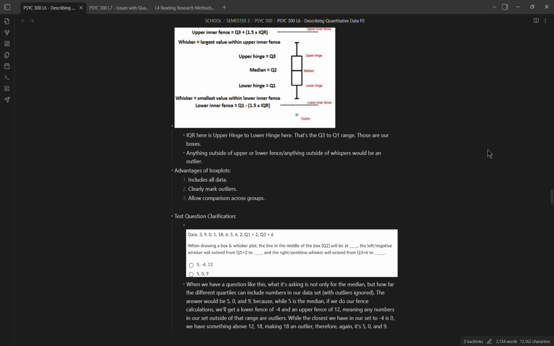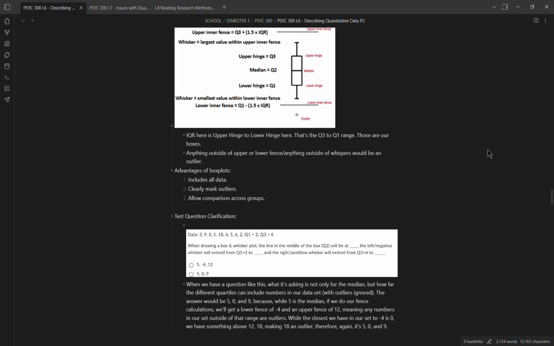Then, if we want to find our outliers, we would first look at our upper fence. So we would take our Q3. From what they give us, our Q3 is 6. So 6 plus 1.5 times the IQR. The IQR is Q3 minus Q1, so that would be 6 minus 2. The IQR is 4. So to find our upper fence, it is 6 plus 1.5 times 4. That number will be 12.